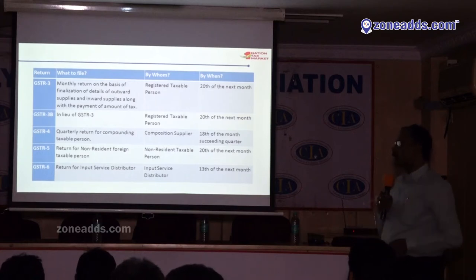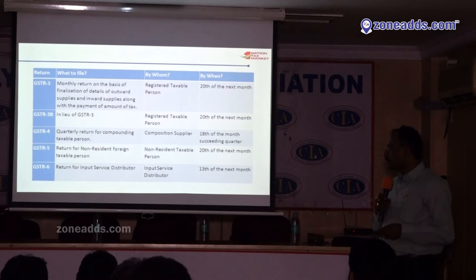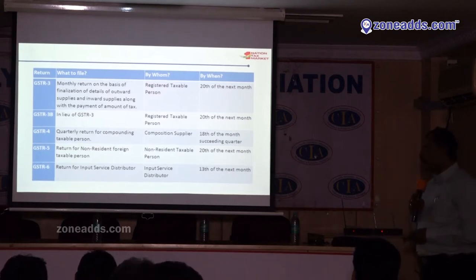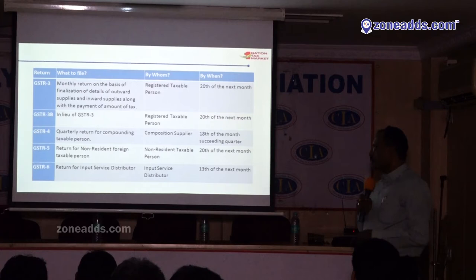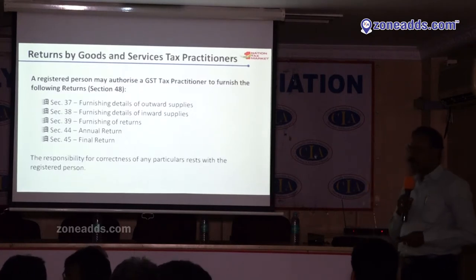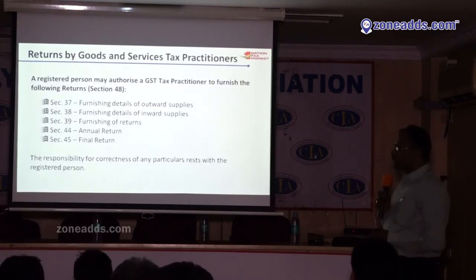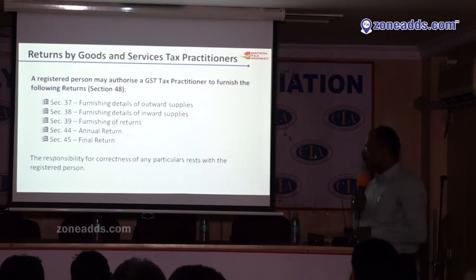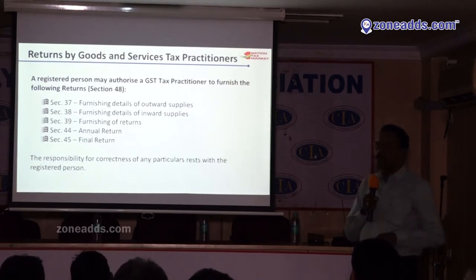After 3B, GSTR 4 is the quarterly return for composition suppliers. GSTR 5 is for non-resident foreign taxable persons. 6 is for the ISD, input service distributor. These are the main returns. A GST practitioner can help you in filing these returns. Section 37, GSTR 1. 38, GSTR 2. 39, GSTR 3 or 3B. 44, annual return. 45, final return.